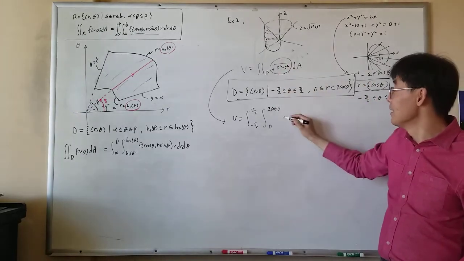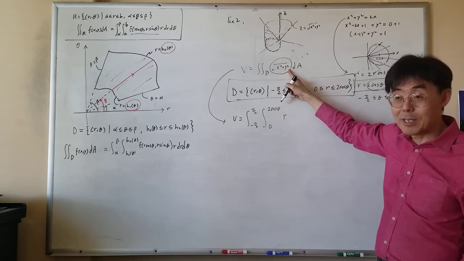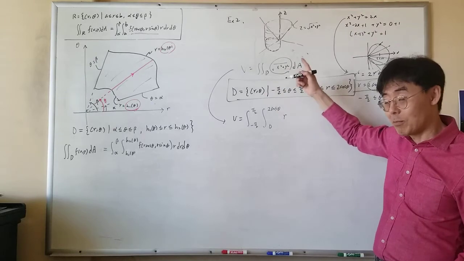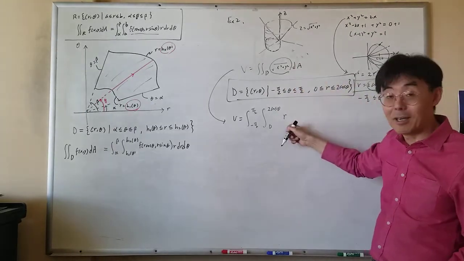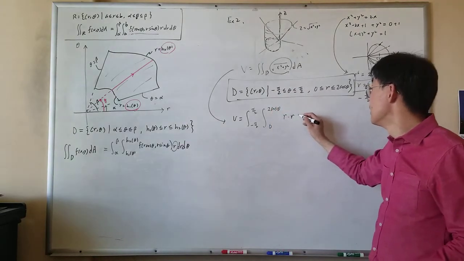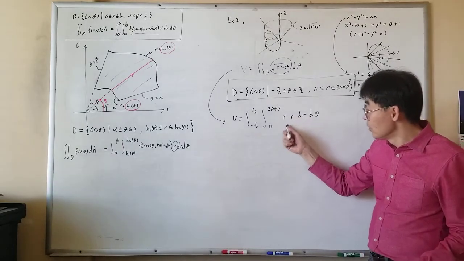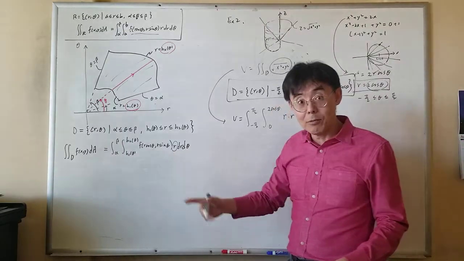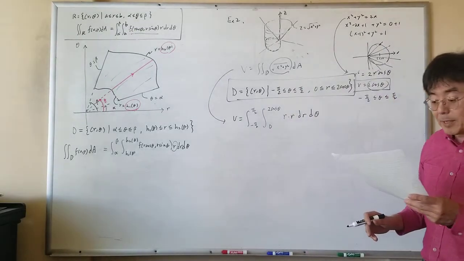This is r, isn't it? r squared cosine squared theta plus r squared sine squared theta is r squared times the parenthesis cosine squared plus sine squared theta, which equals 1. The square root of r squared is r. And then another extra r, dr d theta. Remember, there is always an extra r when you change rectangular coordinates to polar coordinates.